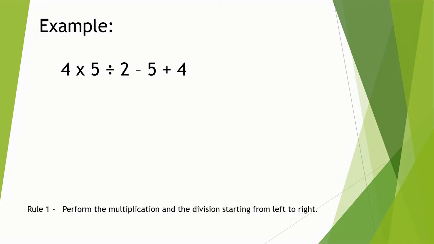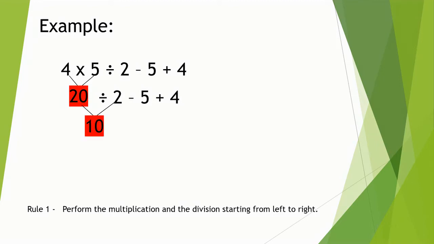And then, let's multiply. 4 times 5 is equals to 20. Then, bring down or copy the remaining numbers. So, divided by 2 minus 5 plus 4. And then, meron pa tayong yung divide. Hindi pa tayo tapos sa rule number 1. So, sagutin na naman natin si rule number 1. So, 20 divided by 2 is equals to 10. Then, bring down minus 5 plus 4.